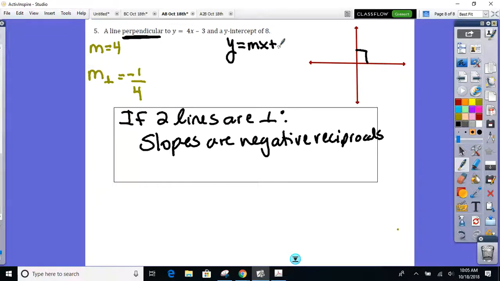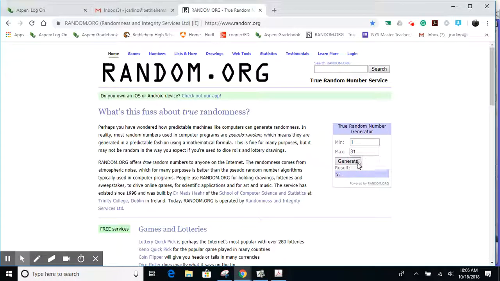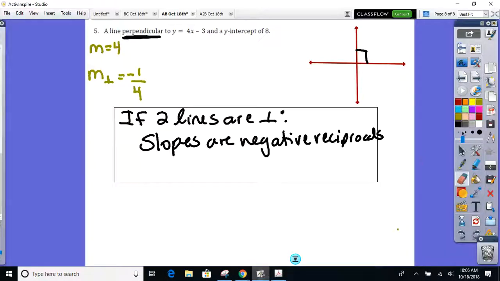Actually, do I need to do that? How about I read the problem? What's the problem tell me? It already tells me the y-intercept. So let's put the two together and write the equation of this line. Y equals -1/4x. Perfect.